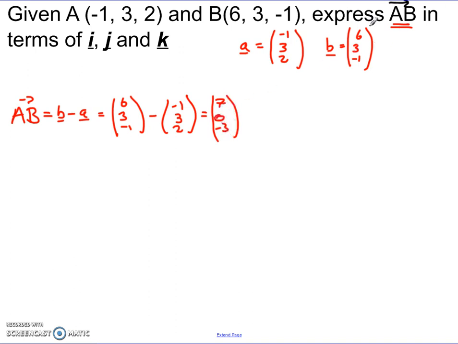What I now want to do is write AB in terms of i, j and k. Now remember, the i is the x, the j is the y, and the k is the z, so I can just jump straight in and write it out. I've got 7 in the x direction, so that's 7i. I've got 0 in the y direction, so there's no j's, so we don't even need to worry about writing that. And then I've got -3 in the z direction, so it's then going to be -3k. So there you go, I've got my vector AB in terms of i, j and k. Yeah, there's no j there, but that's fine because it's 0 in that direction. We don't need to worry about writing it.